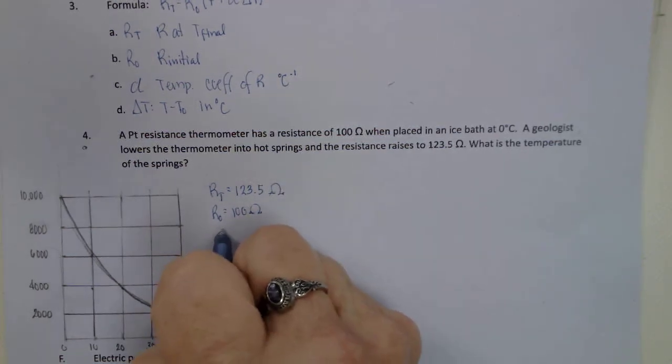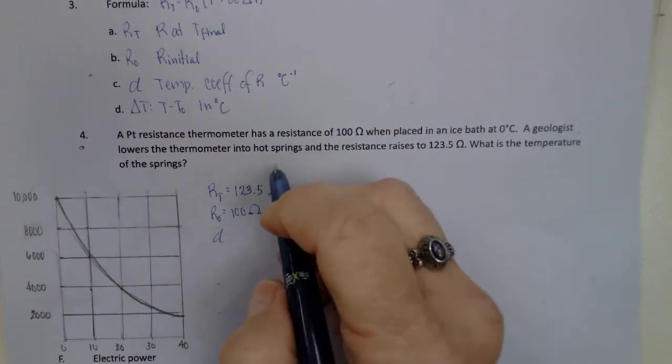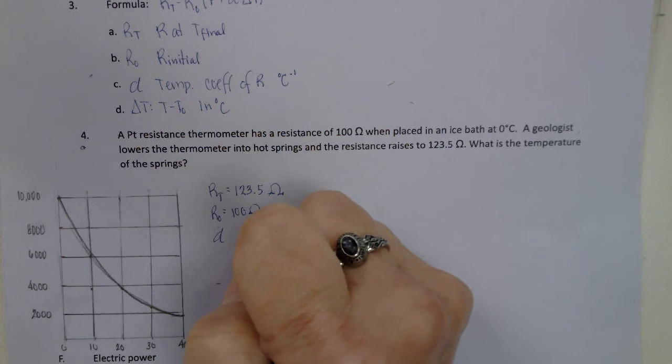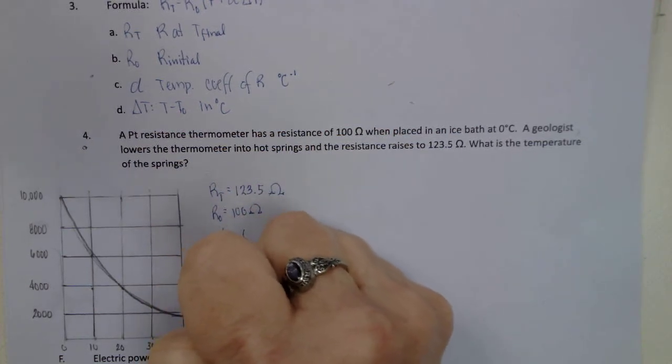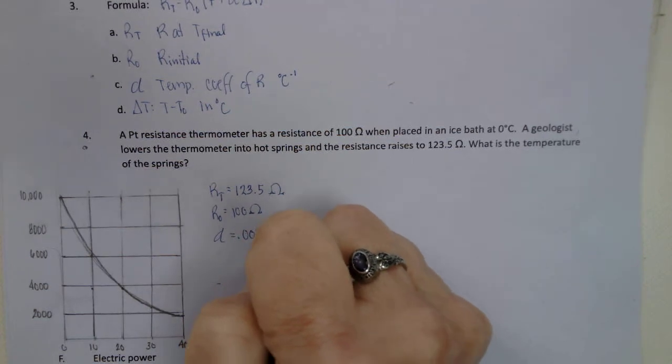And alpha for the ice bath, or alpha for water, do I know that? No, I'm sorry. It's not for the substance it's in. It's for what it's made of. And so alpha for the platinum resistance thermometer is 0.00392, and that's degrees Celsius to the -1.